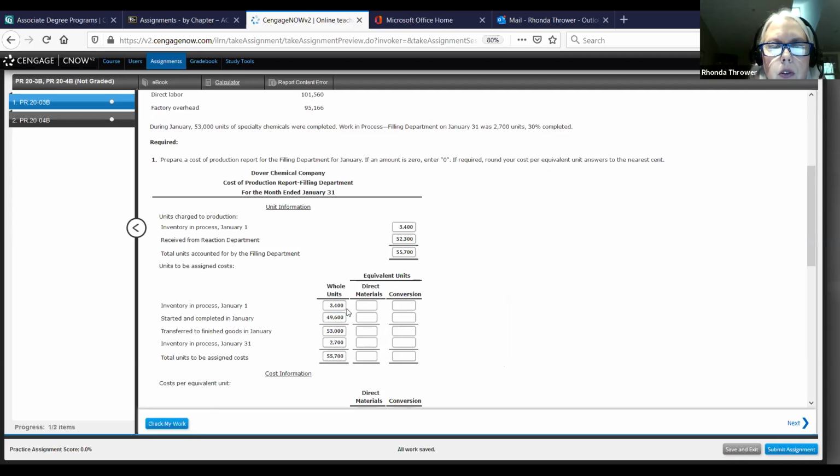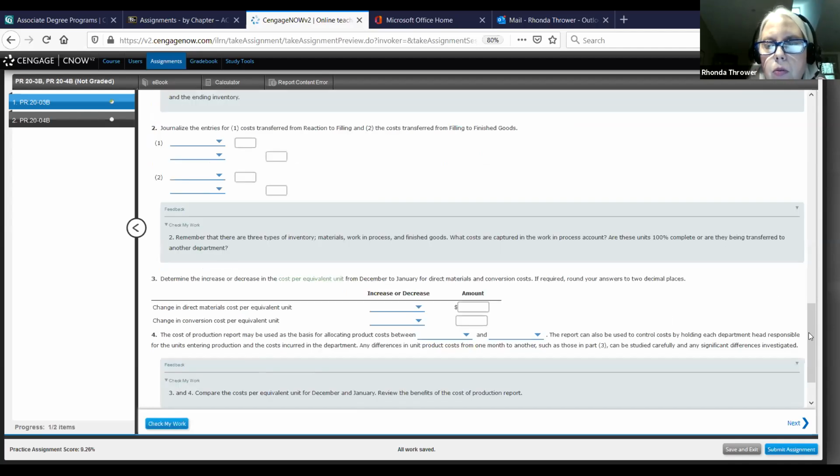And it'll be a good idea now to check your work. You can do this by adding your beginning inventory units to your started and completed. That should give you 53,000. Take your 53,000, add your ending inventory units, and that would give you the total units to be assigned cost. It's a good idea now to check your work to make sure that your math is correct.